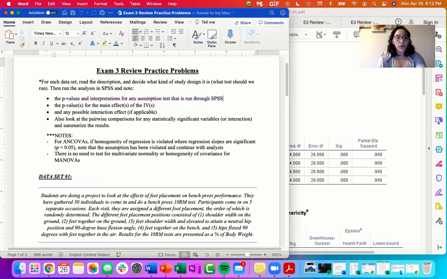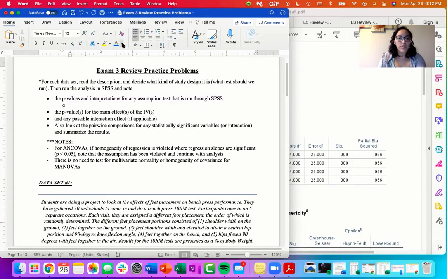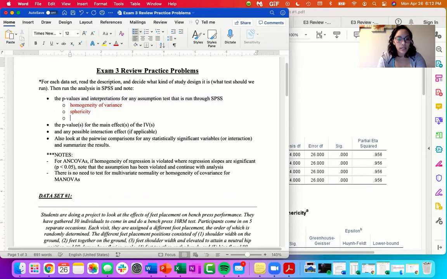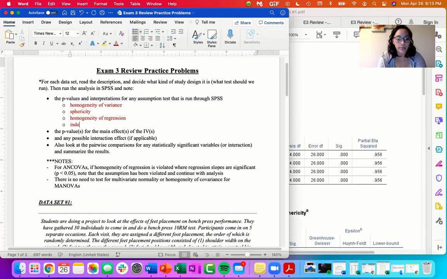So for all of the tests that we've run so far, this would either be homogeneity of variance, sphericity, homogeneity of regression for ANCOVAs, and independence.